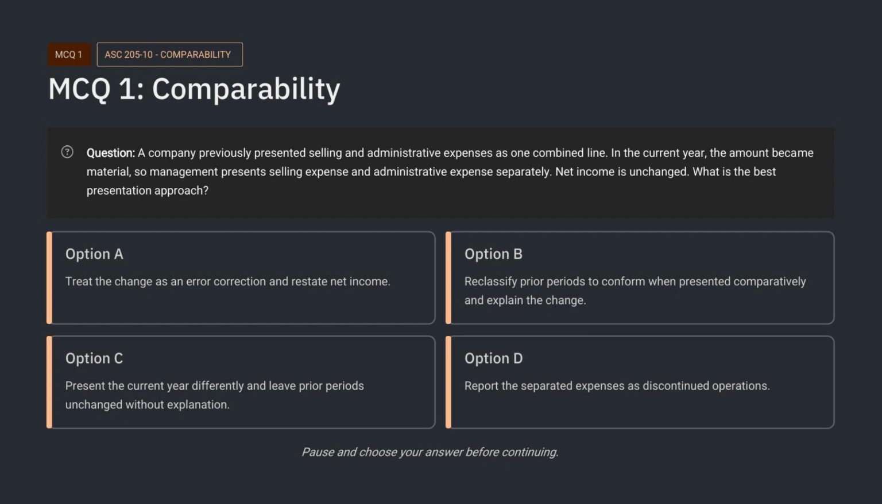Think carefully before choosing. Is this an error correction? Is it a reclassification? Is it a discontinued operation? Read all four options and select the one that best protects comparability without pretending that profit has changed.